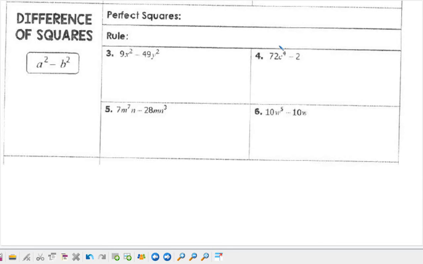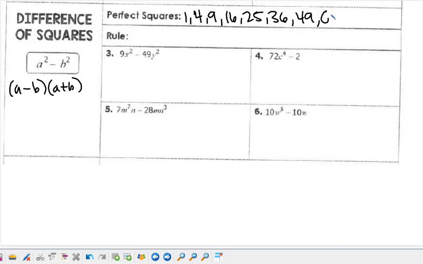So difference of squares is something that we have done. We know that difference of squares factors into conjugate pairs, those opposite pairs, right? So perfect squares are just the numbers squared. So 1 squared, 2 squared, 3 squared, 4 squared, 5 squared, 6 squared, 7 squared, 8 squared, 9 squared, 10 squared, and so on and so forth, right? So as soon as you see one of those numbers in a binomial that is subtracting, it's a very high probability that it's a difference of squares.